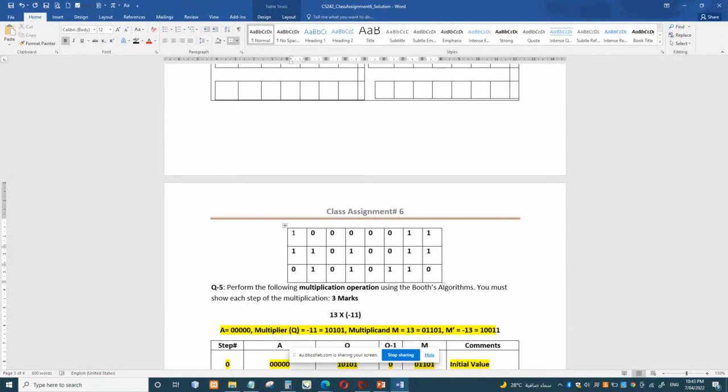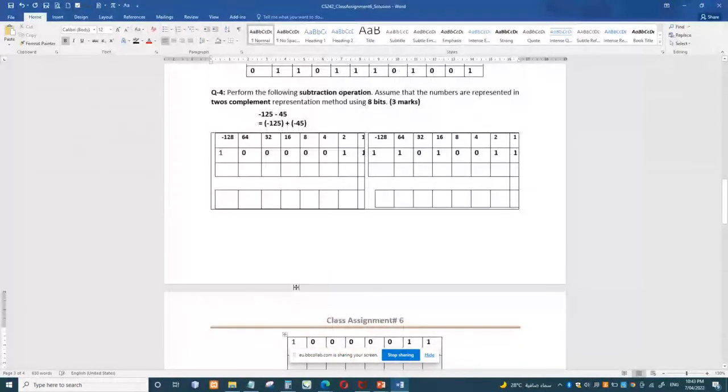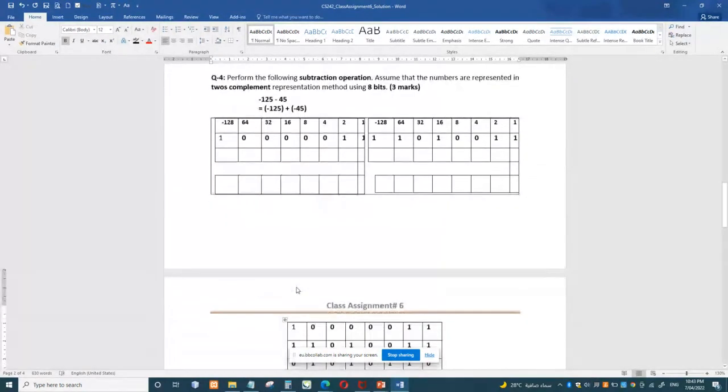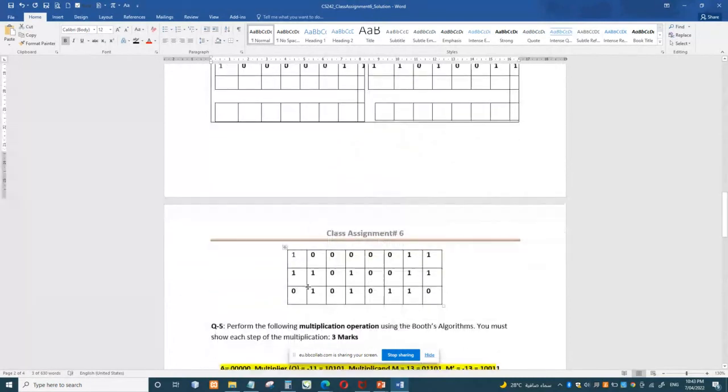We'll discard the 1. Now you see that there is some problem happening here. Can anyone tell me what the problem is? Yes, doctor. The sign is positive. You can see that we are adding two negative numbers and we got a positive result, is it not?